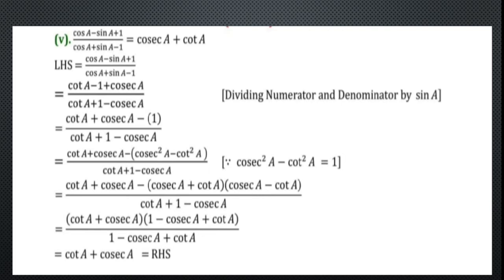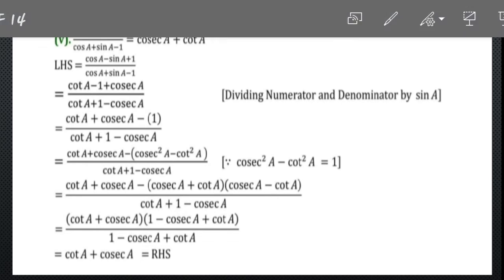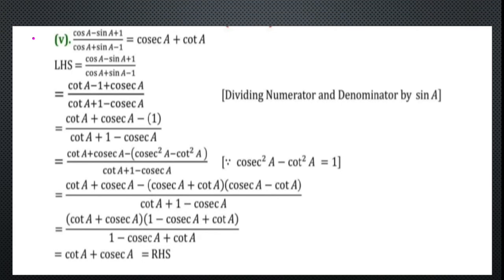Okay, so this one is question number 5. You have to prove that (cos a minus sin a plus 1) by (cos a plus sin a minus 1) is equal to this one. This is the same as a question given in an example of the NCERT book. So here what you have to do, this is the LHS.